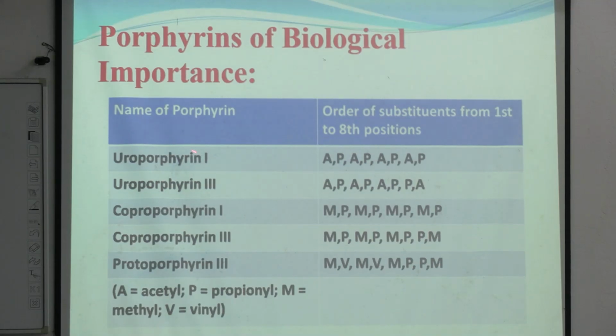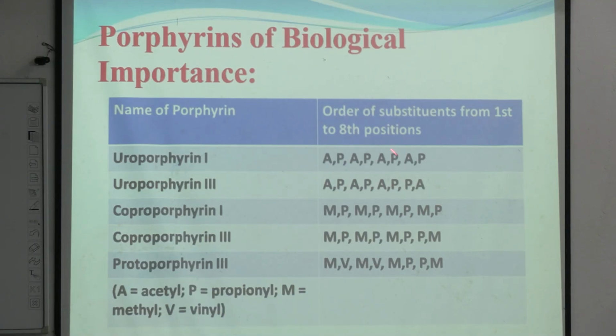Now, see, there are 3 types of porphyrins: uroporphyrin, coproporphyrin, protoporphyrin. They are named according to their discovery. Uroporphyrin 1 and 3, they were discovered in urine, mainly uroporphyrin 1. Coproporphyrin was discovered in feces, and protoporphyrin is the ultimate porphyrin just before getting attached to the iron, found in our blood.